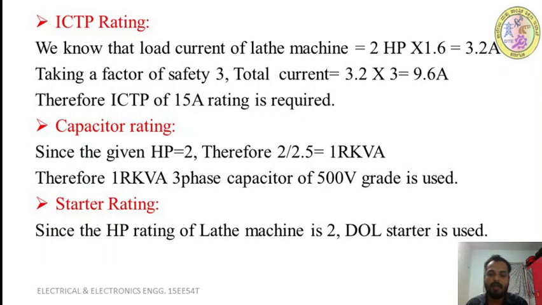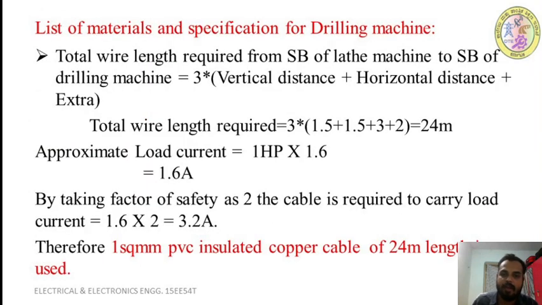Then the starter. Since the HP rating of the lathe machine is 2 HP, and up to 3 HP we are using a DOL starter, hence a DOL starter is used here. This is how the materials required for the lathe machine starter board are determined. Next we'll go for calculation of specification of materials for the drilling machine.